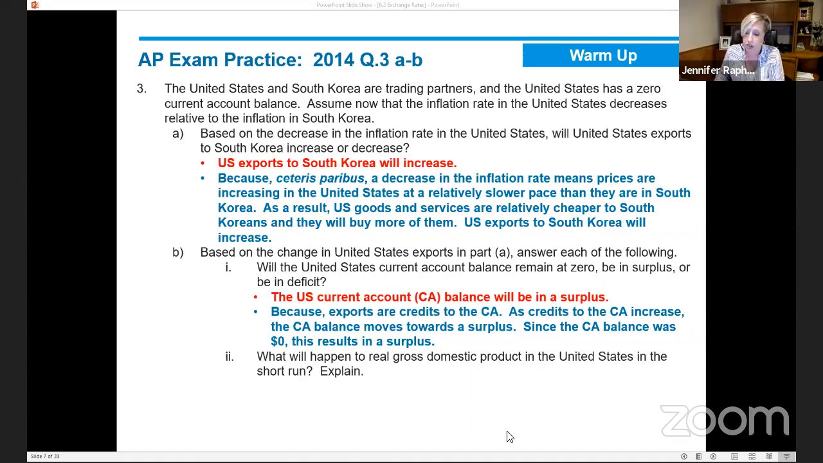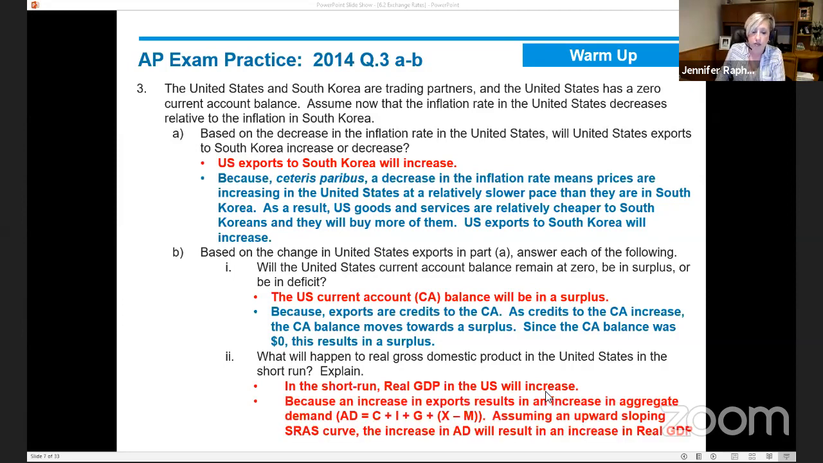The second part of the question asks, what will happen to real gross domestic product in the United States in the short run? And explain. All right, so you'll remember that aggregate demand includes exports and imports. It includes net exports. So if there's an increase in exports, then aggregate demand is going to increase. In the short run, that's going to produce an increase in real GDP. So in the short run, real GDP will increase, and your explanation should include the following.